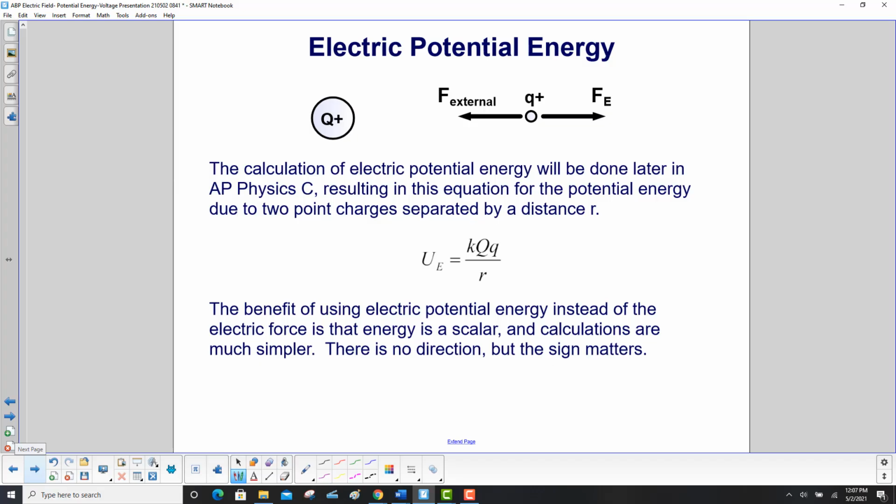The actual calculation of electric potential energy will be done later in AP Physics C, but it results in this equation for the potential energy due to two point charges separated by a distance r. The benefit of using electric potential energy instead of the electric force is that energy is a scalar, and calculations are much simpler. There is no direction, but the sign matters. And notice now, this is no longer the r squared we had for the electric field or the electric force. It's now just r.